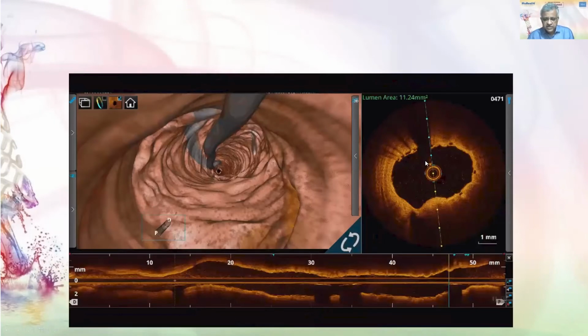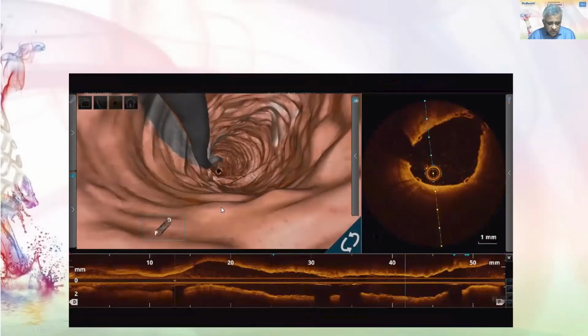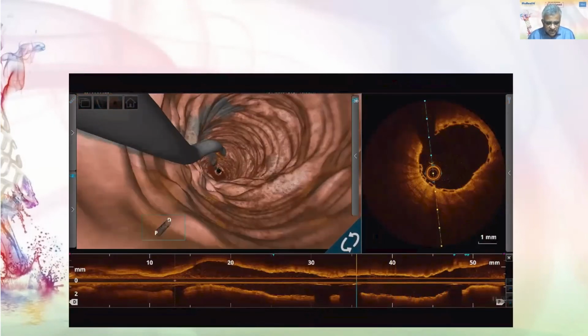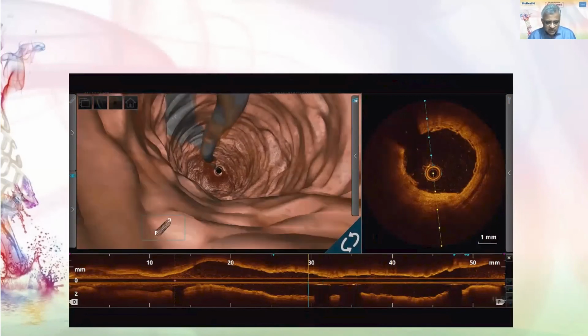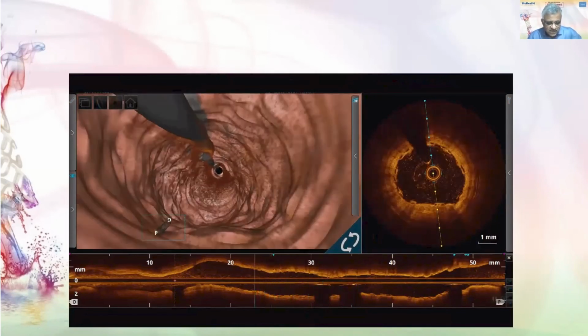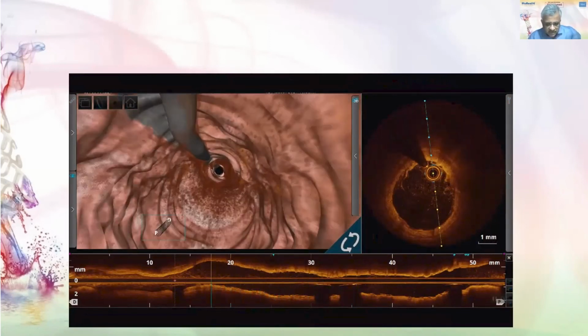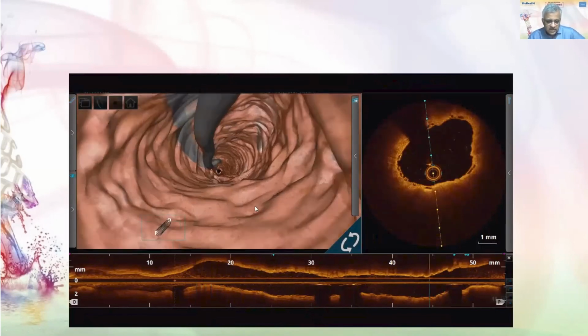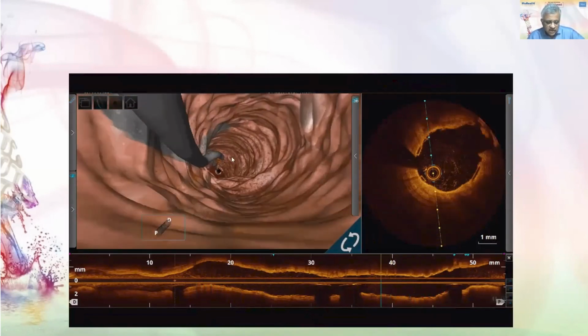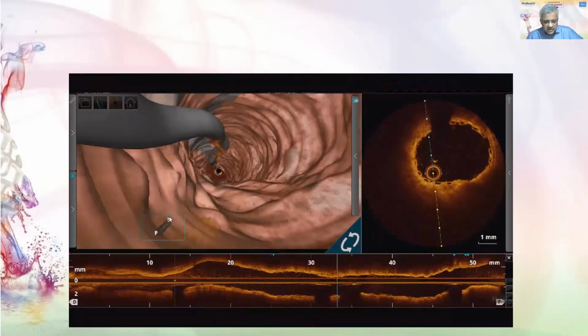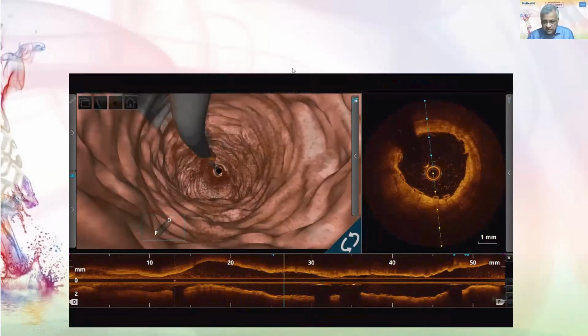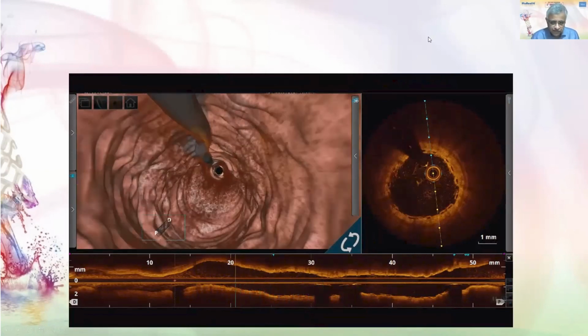This is a 3D reconstruction. This is a fly-through, which looks totally eerie because there is no stent strut seen, but it is actually like a golden tube. You can see there is no BRS visible also, unfortunately. Only the tissue and the vessel wall can be seen, and this is a fly-through of the same BRS post-stenting.